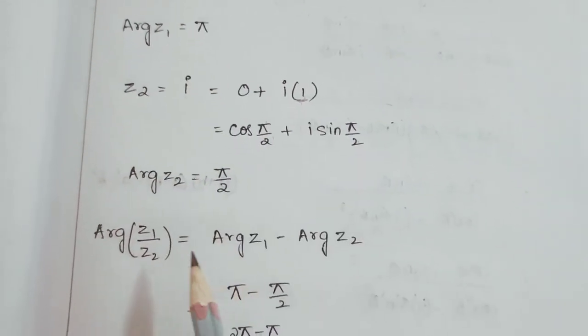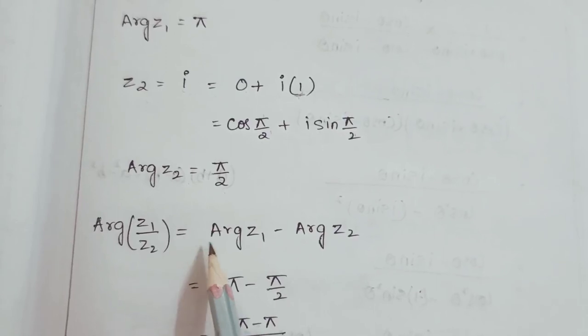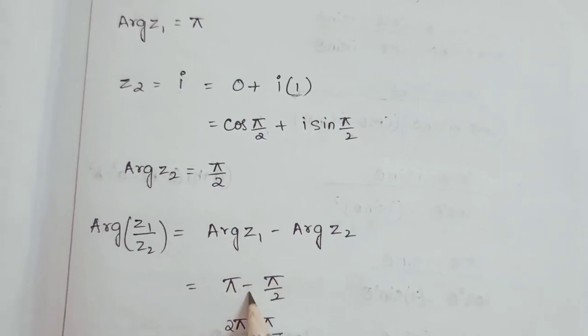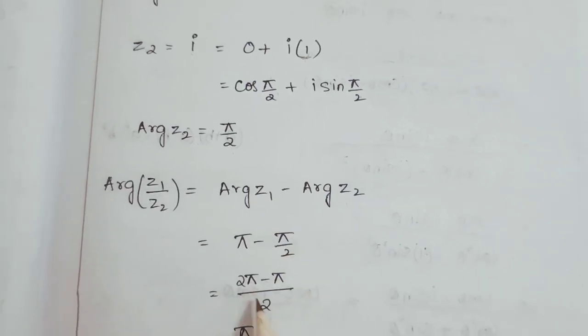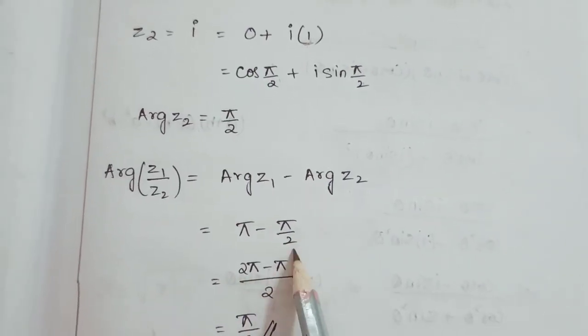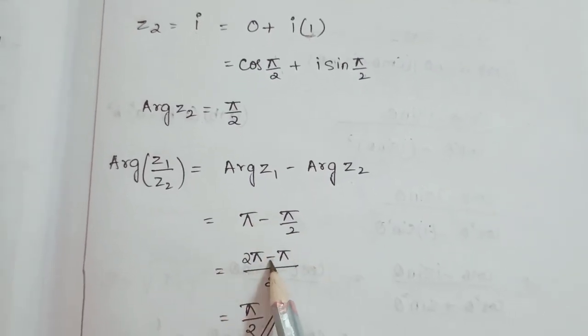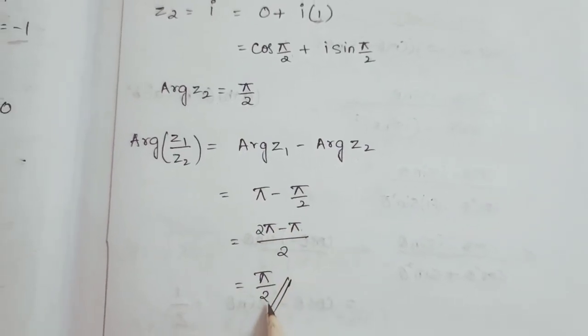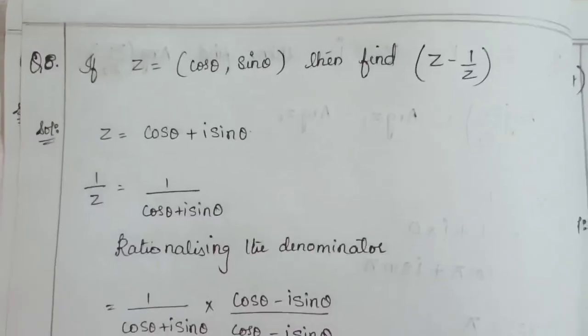Now we will substitute in the formula. Arg z1 by z2 is equal to arg z1 minus arg z2. Arg z1 is pi, minus arg z2 is pi by 2. Now take LCM. LCM will be 2 and these 2 will be multiplied here. 2 pi minus pi by 2. 2 pi minus pi is nothing but pi by 2, is the answer.